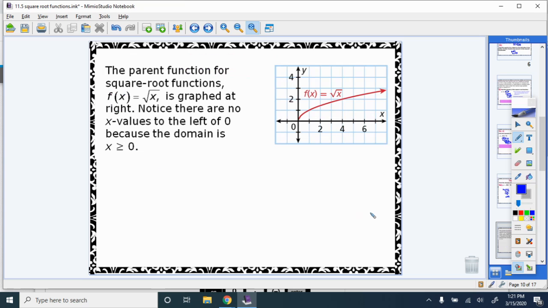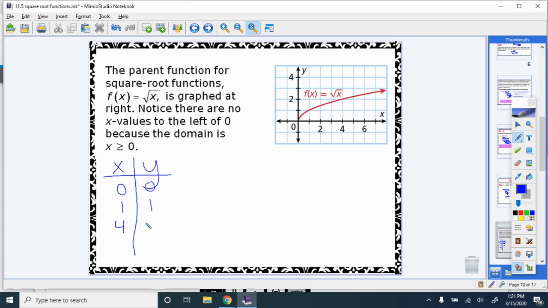All right, let's look at the parent square root function. The domain in this case is x greater than or equal to 0. If I had to generate some ordered pairs, it makes sense to plug in numbers that I know the square root of, such as 0. The square root of 0 is 0. The square root of 1 is 1.